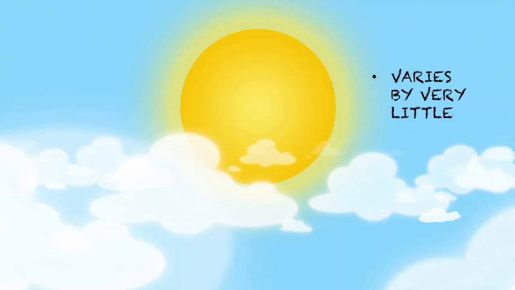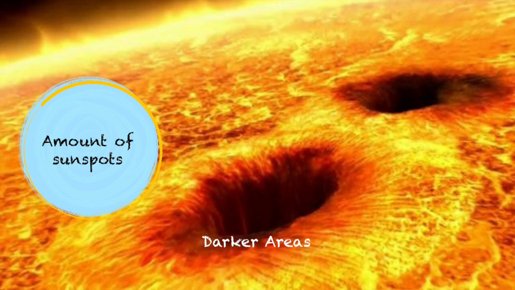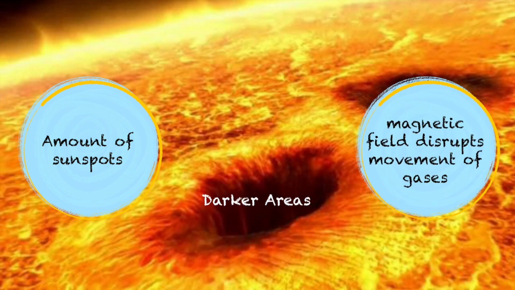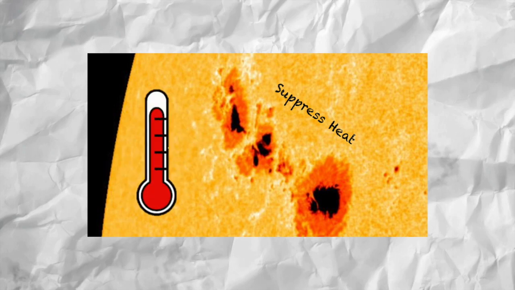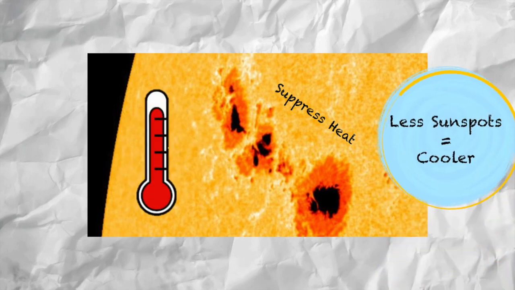Secondly is variation in solar radiation, which only ever varies by a small amount. This variation is tied to the amount of sunspots, which are the darker areas that appear on the sun's surface that occur when a strong magnetic field disrupts the movement of gases that bring up heat energy from the sun's core. When there are more sunspots, the sun radiates a bit more heat since these spots suppress heat. This heat then goes to surrounding areas, causing those areas to be hotter than usual. Less sunspots on the sun generally means cooler temperatures.